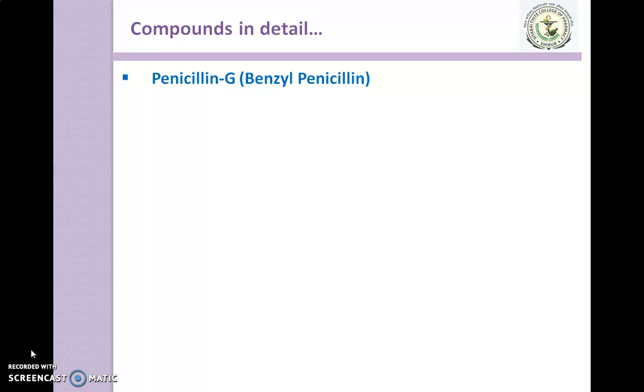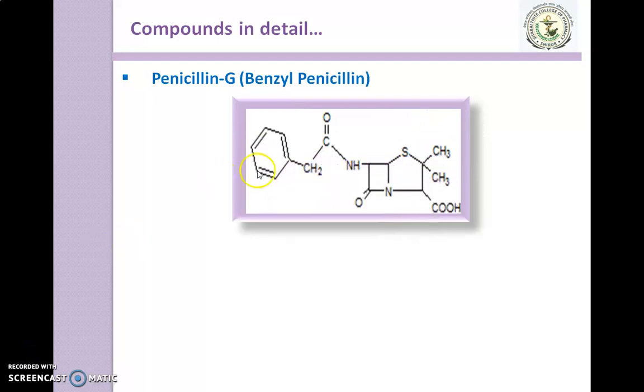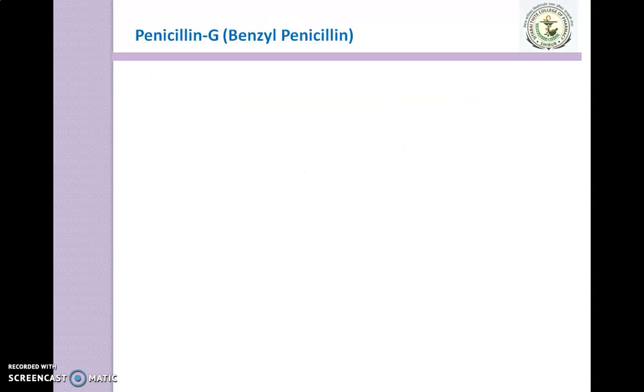penicillin, also called penicillin G. The name benzyl penicillin is given because of the presence of this benzyl moiety with the penicillin. So here is the IUPAC nomenclature of this penicillin G. The IUPAC nomenclature is as follows, as per the United States Pharmacopoeia nomenclature system of this penicillin.